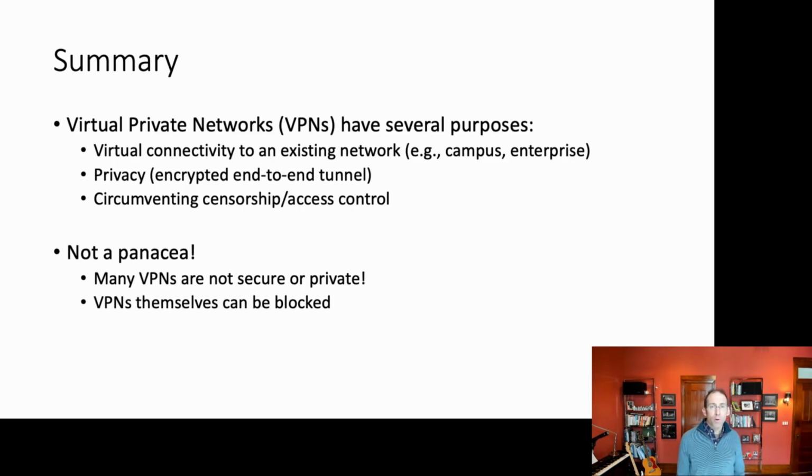In summary, virtual private networks have several purposes, including providing virtual connectivity to an existing network, such as a campus or an enterprise network, or even the public internet if a client is on the far side of a censorship firewall. People use VPNs for a variety of reasons, including improved privacy and circumvention of censorship or access controls. But VPNs are not a panacea. Many VPNs are not secure or private, and the VPNs themselves can also be blocked or made illegal.